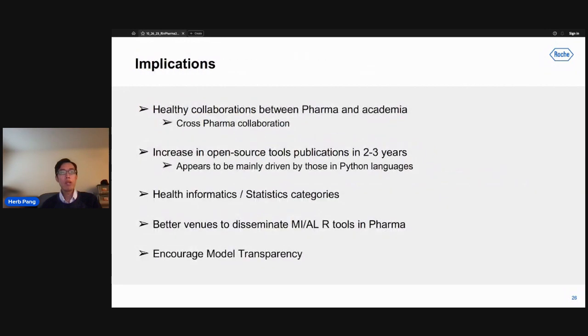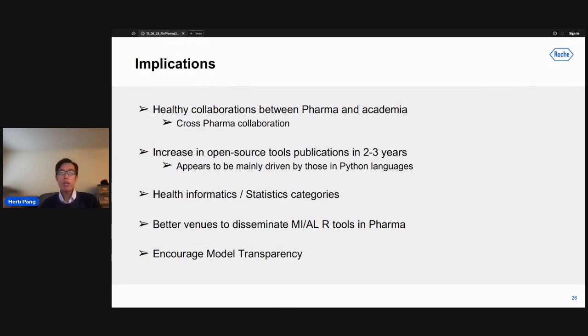I think I missed out the slide on the implications. The implications are that certainly there are some healthy collaborations between pharma and academia. As we saw, it's more like a 50-50 split. One thing is that we don't see a lot of cross-pharma collaboration. Hopefully in the future, I think there are also some initiatives presented in this conference that have more cross-pharma collaboration, and we hope to see more of those.